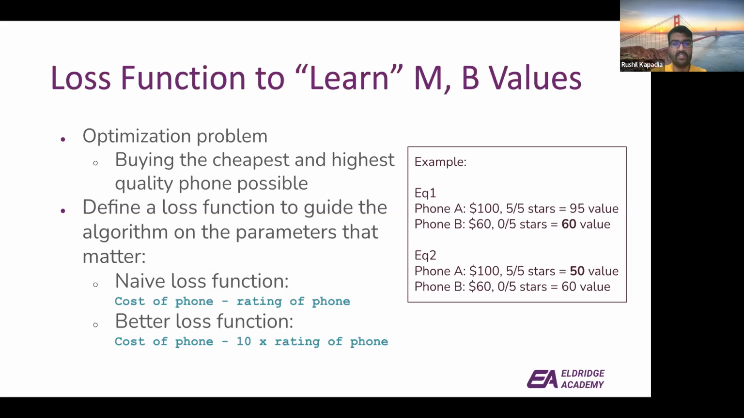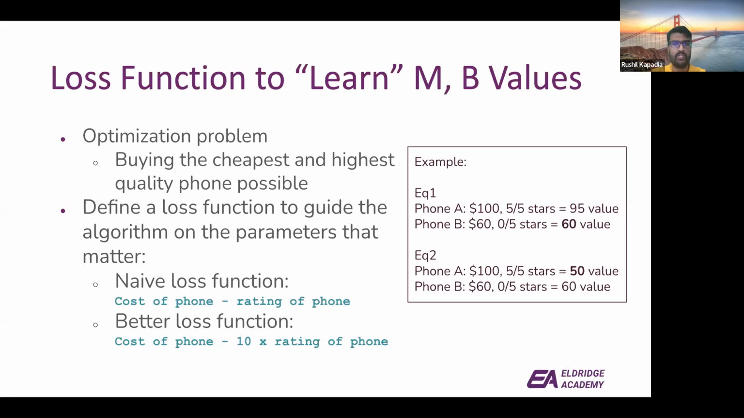Now this sounds like a fancy term, but I promise you that all of you have solved an optimization problem before. A simple example is buying the cheapest and highest quality phone possible. When everyone goes to buy a new phone, they're always looking for the highest value for the best cost, and that's an optimization problem already. So what we can do is define a loss function to guide the algorithm on the parameters that matter. Let's say we choose 2 parameters. Instead of M and B here, we're choosing the cost of a phone and the rating of a phone. So we might create a naive loss function, which is the cost of the phone minus the rating of the phone.